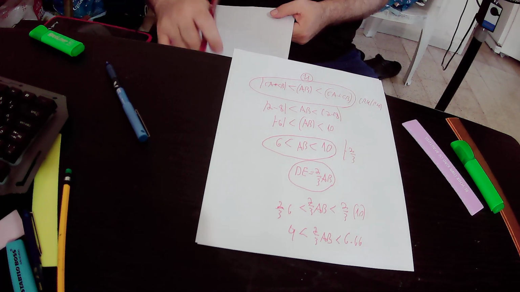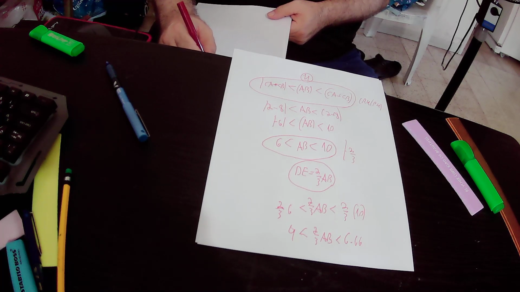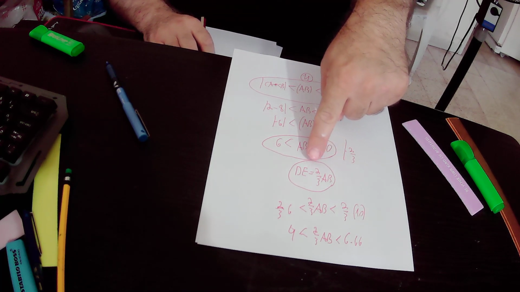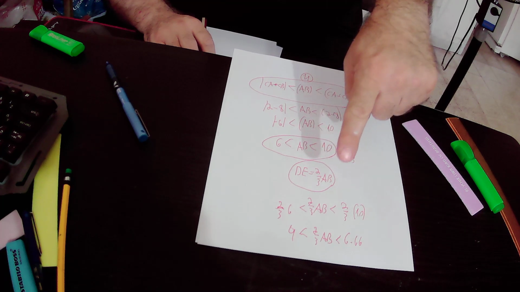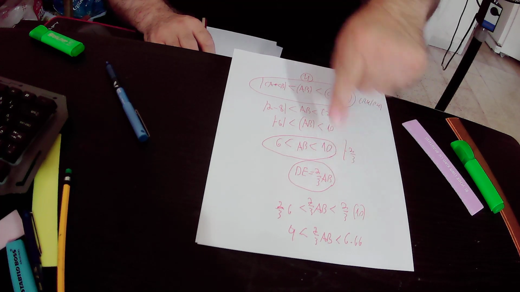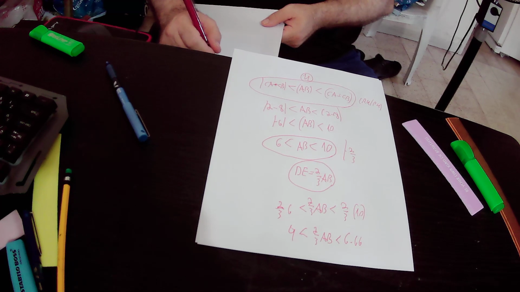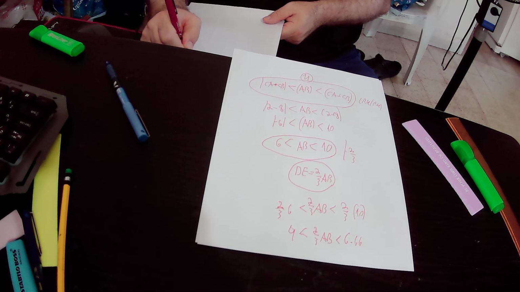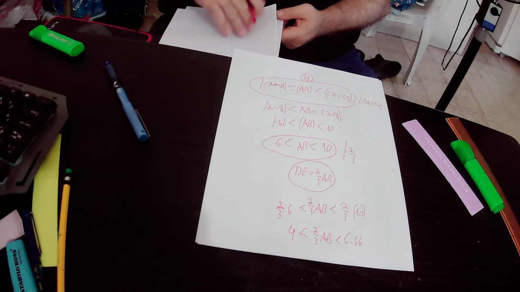But what is the value of 2/3 AB? The value of 2/3 AB is actually DE according to this equality. So we can substitute 2/3 AB by DE. Okay, and we will get that DE is smaller than 6.66 from one side, but it is bigger than 4 from the other side.